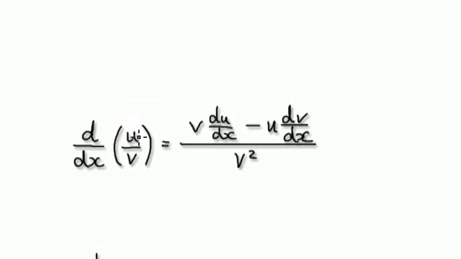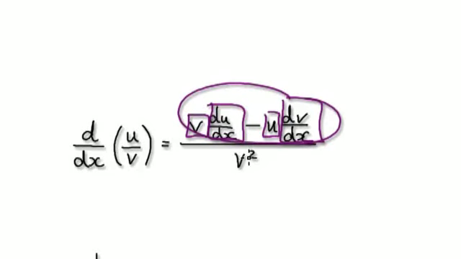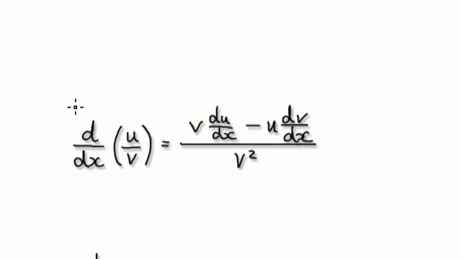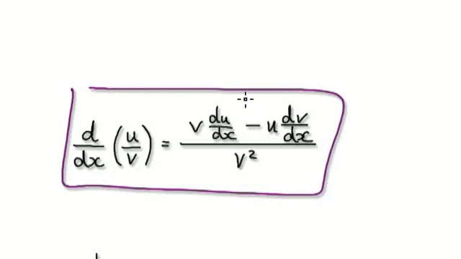Now if you want to differentiate one thing divided by another thing, this is what you have to do. So if you want to differentiate this thing here, you have to leave v the same, differentiate the u, and then leave u the same, and then differentiate the v, and then divide everything by v squared. Okay, so in this video we're going to see why this is the case. And then in the next video I'll probably give you some examples and some practice.